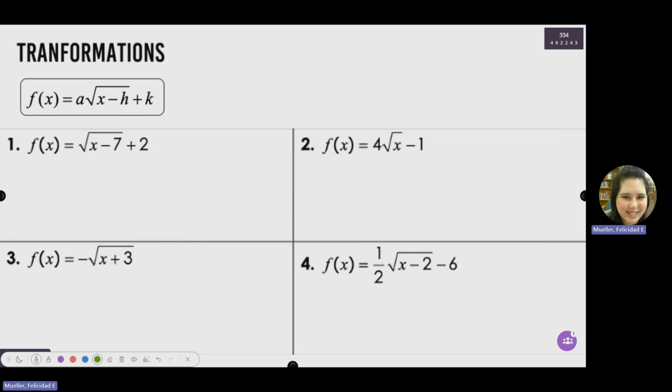Looking at number 2, I can see that I have an a value and I have a k value, mainly because the k value is definitely outside the radical sign. Since a, which is 4, is greater than 1, we have a vertical stretch by a factor of 4. And the minus 1, which is k, means we go down by 1.